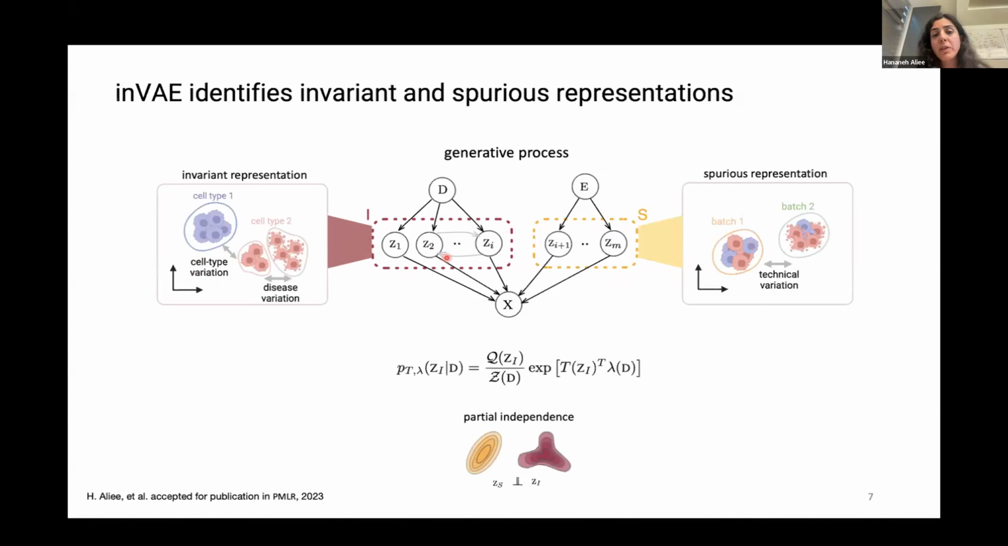We also assume that the latent variables are not factorized, because, for example, gene programs or pathways share some functionalities and genes. So we went beyond the factorized assumption and assumed that the latent factors are non-factorized. And then to make sure that we only capture biological variations here and not spurious ones, we added a partial independence test to the model.